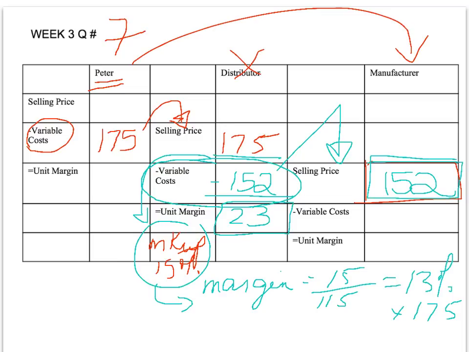Don't forget, you can always check your work. You know that the markup has to be 15%, so if you take the unit margin of 23 and divide by 152 and you don't get 15%, you've made a mistake.